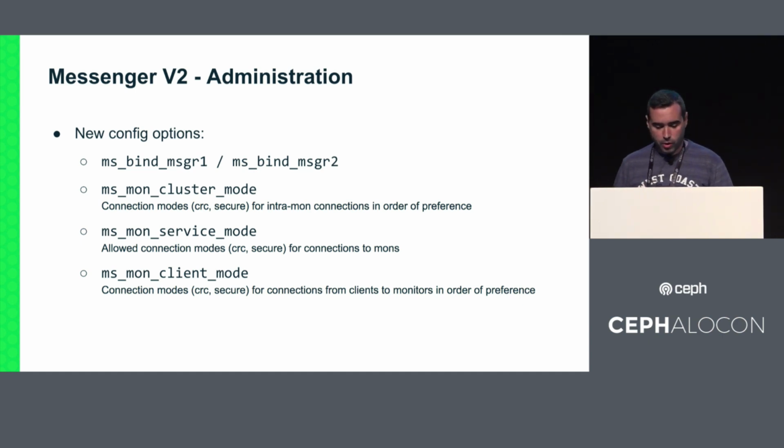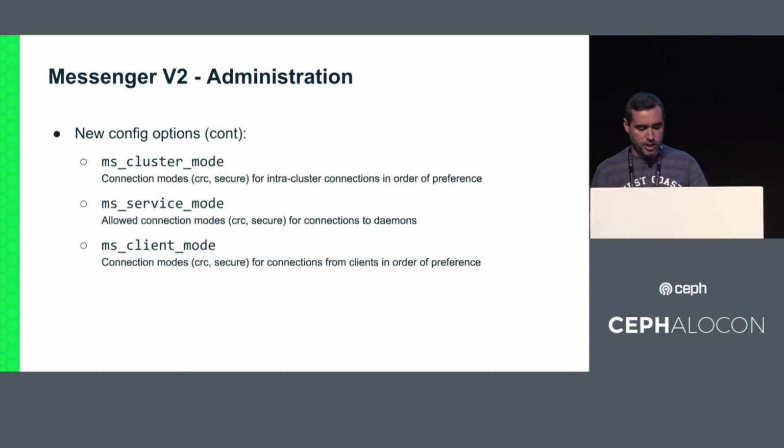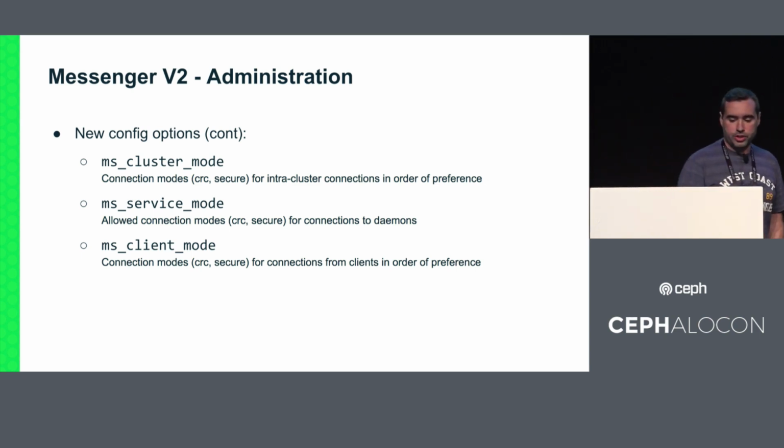The ms mon cluster mode specifies the modes for the connections between monitors. The mon service mode specifies the modes when services connect to mons. Mon client is the mode for the clients that try to connect to monitors. And then we also have the cluster mode, which is the mode for the intra-cluster connections, the service mode, and also the client mode. So all these config options have default values.